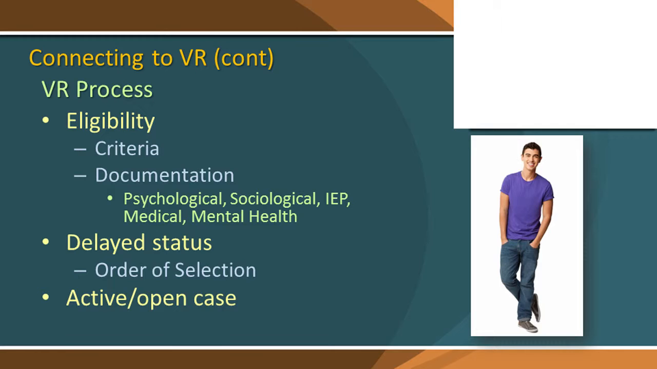Within our agency, we operate under order of selection, and at that time, someone will either go into a delayed status or a wait list, or they will receive services immediately. Either way, the VR counselor will maintain communication with the student and their families to let them know when they're able to have their case fully active and open. Once they are off the delayed status, a letter will be given to the student and their family, as well as a phone call, and from there, services would begin.